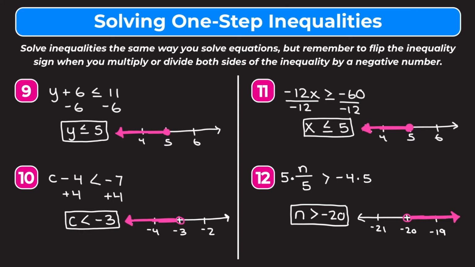So hopefully this video helped you guys learn how to solve one-step inequalities. You just have to remember to solve them the same way as you solve equations, except anytime you multiply or divide both sides of your inequality by a negative number, you need to flip the inequality sign.